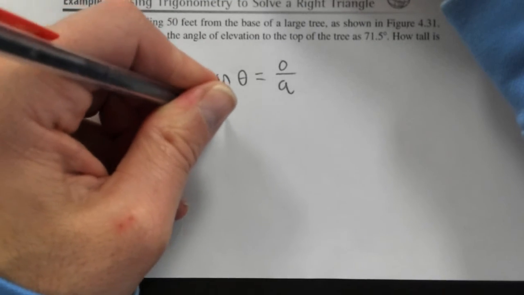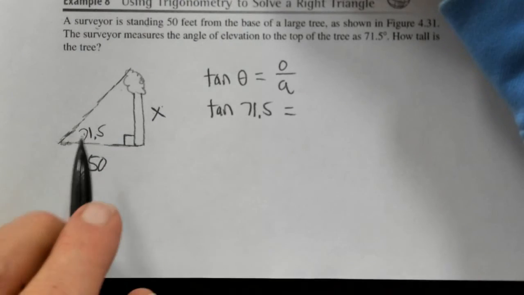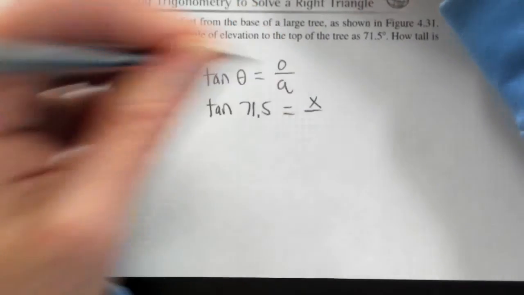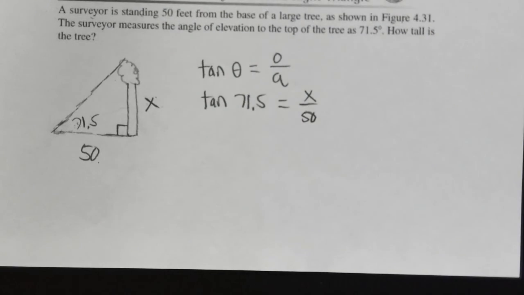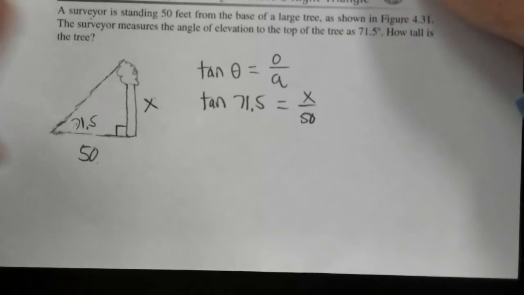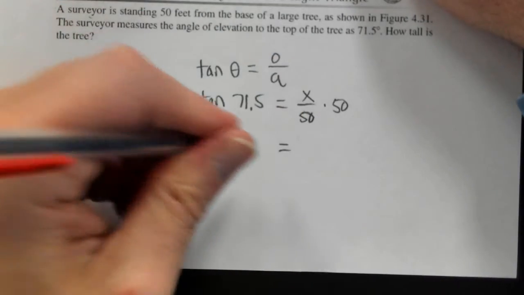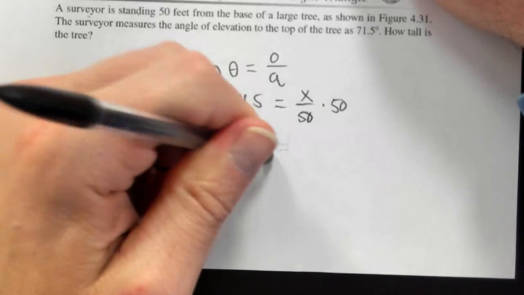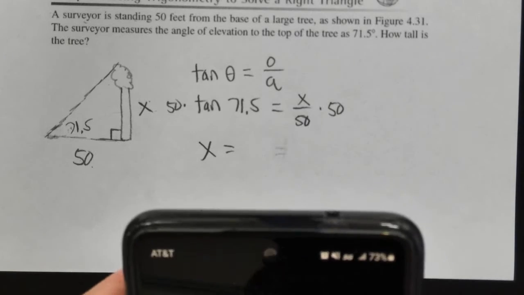Okay, so from here, then we fill in the parts that we have, which is going to be tangent. My reference angle is going to be 71.5 equals. Now, what's the opposite side here? The opposite from this reference angle is x, and the adjacent side is 50. All right, so that's what it looks like when we plug in. And once again, just like in the last section, it's just a matter of solving for x. I'll multiply both sides by 50. That'll cancel out. It leaves me with x is equal to 50 times the tangent of 71.5.